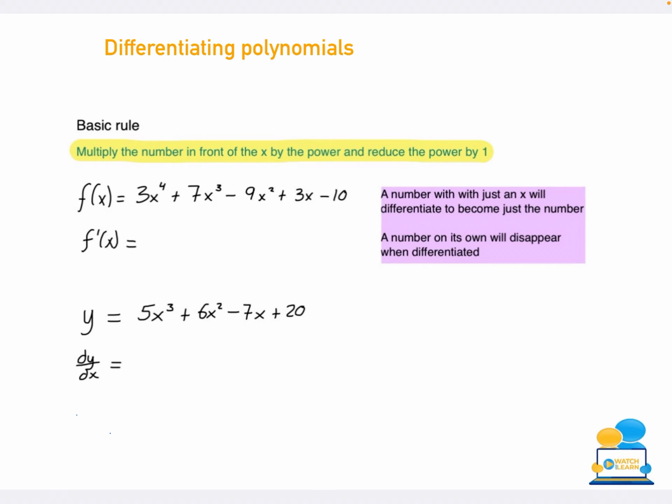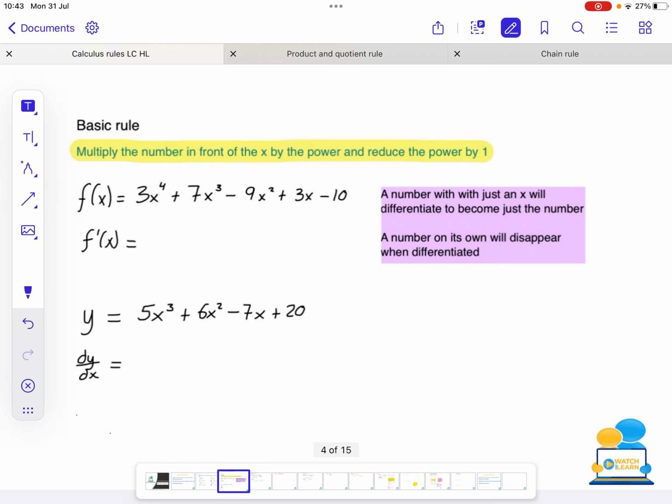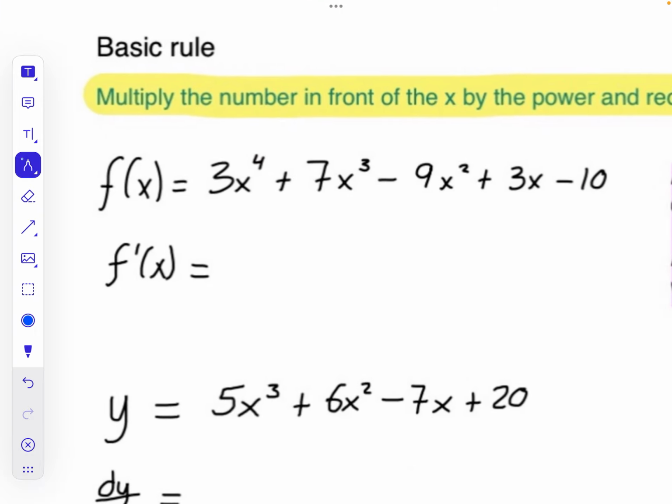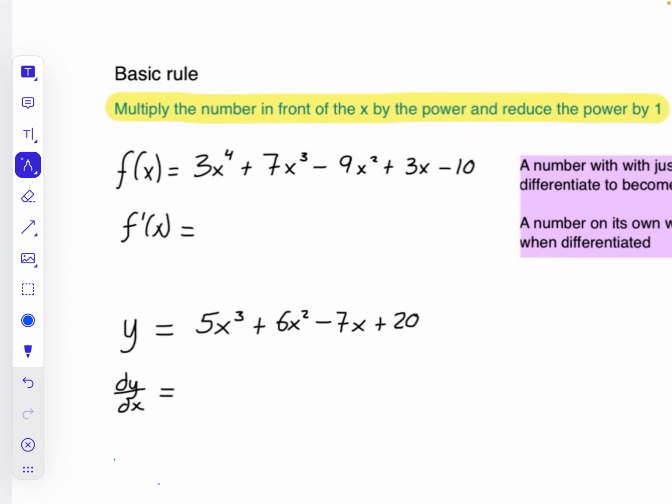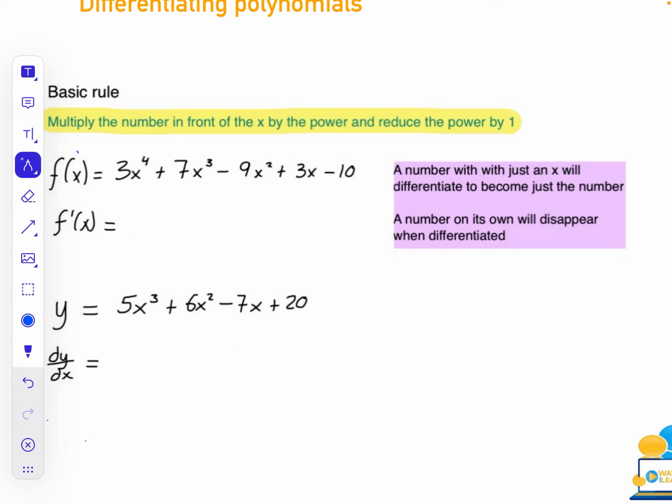Okay, now we're going to get straight into it, and we're going to go into differentiating polynomials. Okay, so say if I have this, here we have our f of x equal to 3x to the power of 4 plus 7x cubed minus 9x squared plus 3x minus 10. And I want to differentiate it, okay? I know when I differentiate f of x, I can write it as f dash x.